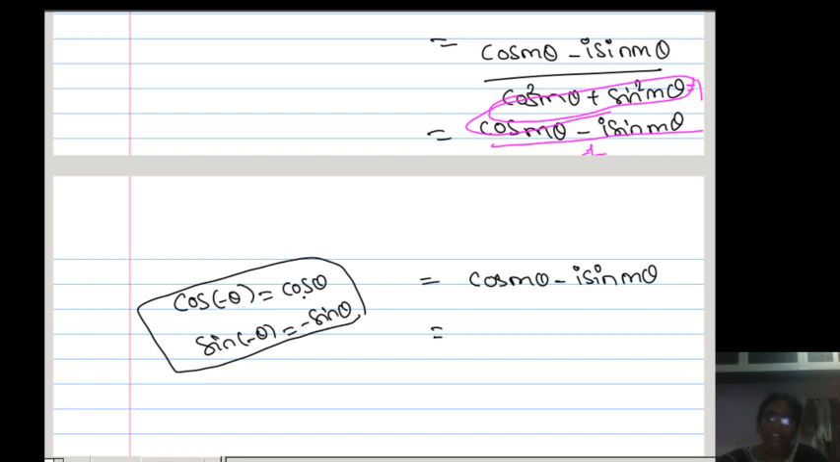Cos of minus theta can be written as cos theta, both are the same. By using that, cos of minus m into theta is the same as cos m theta, since cos is an even function. Similarly, sin of minus theta is minus sin theta, since sin is an odd function. So by using this relation, I can write here plus i sin of minus m into theta. Why? Because sin of minus m theta can be written as minus sin m theta, so minus sin m theta can be written as sin of minus m theta by using this relation.